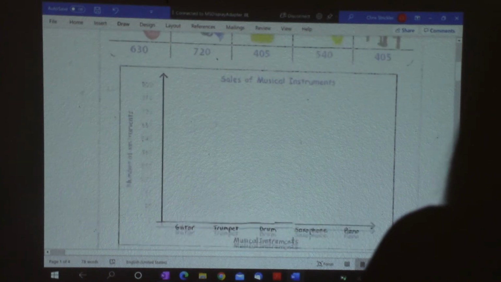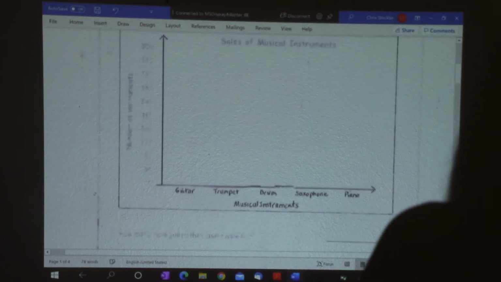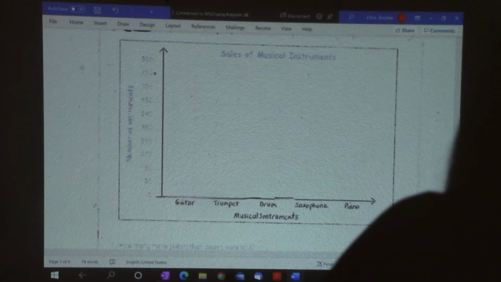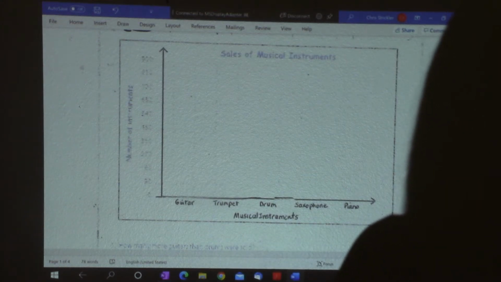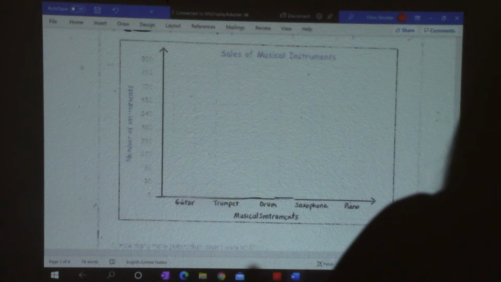Okay, so here I have guitar and I have 630. So 630 would be about right where? This is 610. It's hard for me to read on here. It probably is for you too. Oh, it went up by 90s. So 630 is right here. So you want to draw a bar graph right there.